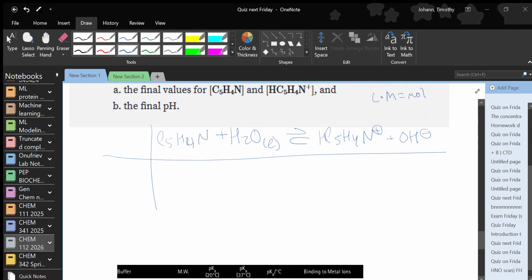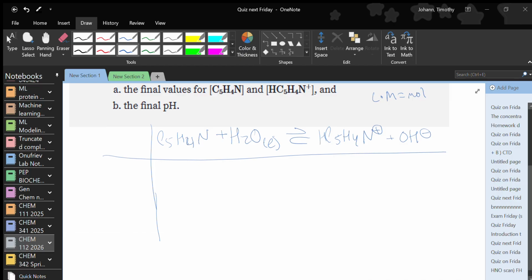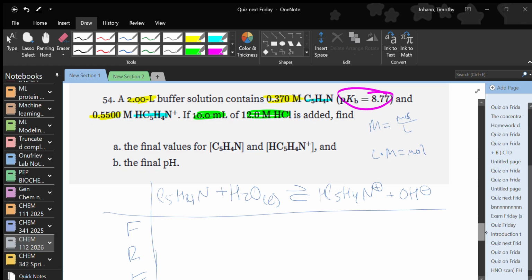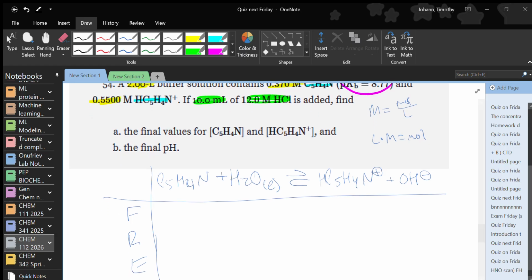Okay, and then I need to figure out how much of stuff goes everywhere. And so this is my ICE table, right? And so I start with, now I need to know what my moles are, right? So I'm going to do this one right here, and I'm going to just get the other moles from you guys. I'm going to do this one because it's a little more complicated.